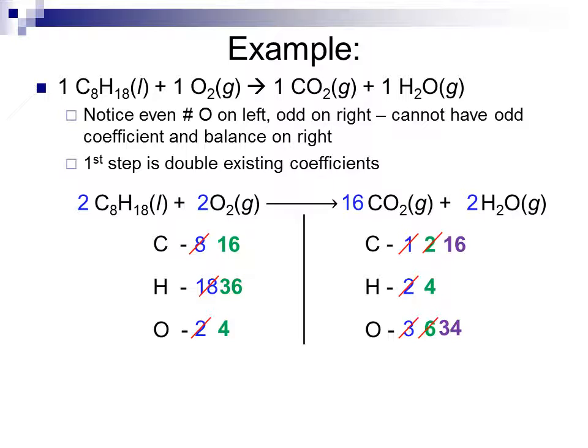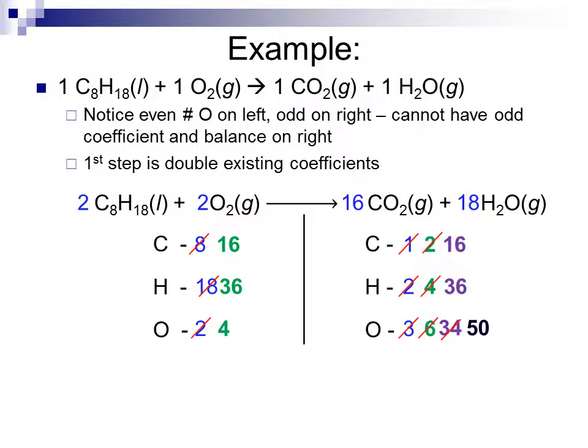We move on to another element. Let's pick hydrogen, for instance. I can balance the hydrogen on the right by putting an 18 coefficient in front of the water. That is still even, so it's still applicable. 18 gives us a total of 36 hydrogens on the right, we had 36 on the left, so that is now balanced. The total number of oxygens between the 16 carbon dioxides and the 18 waters is 50.